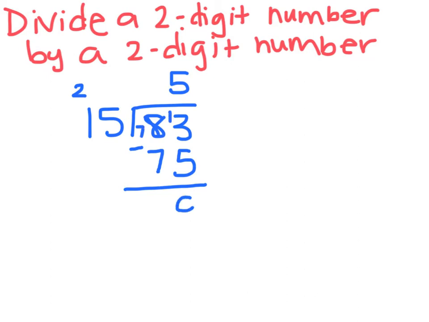13 minus 5 is 8. And 7 minus 7 is 0. So we have a remainder of 8, making our final answer 5, remainder 8. Let's try another example to review these steps.